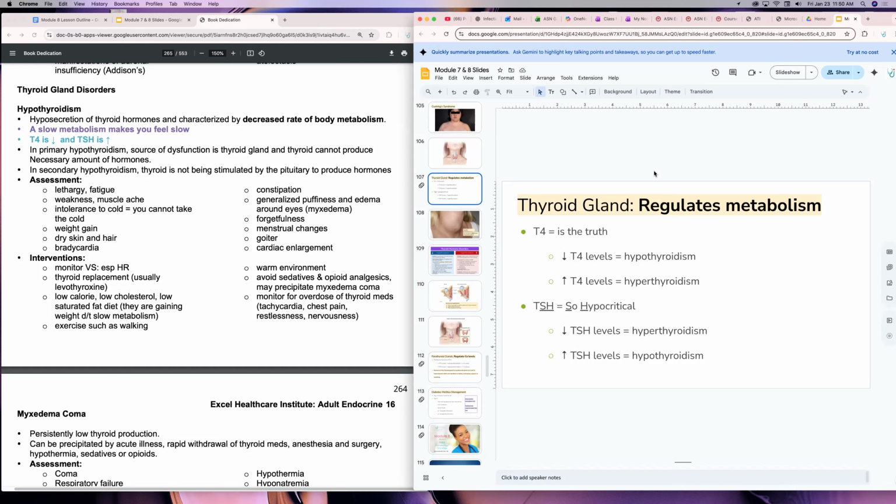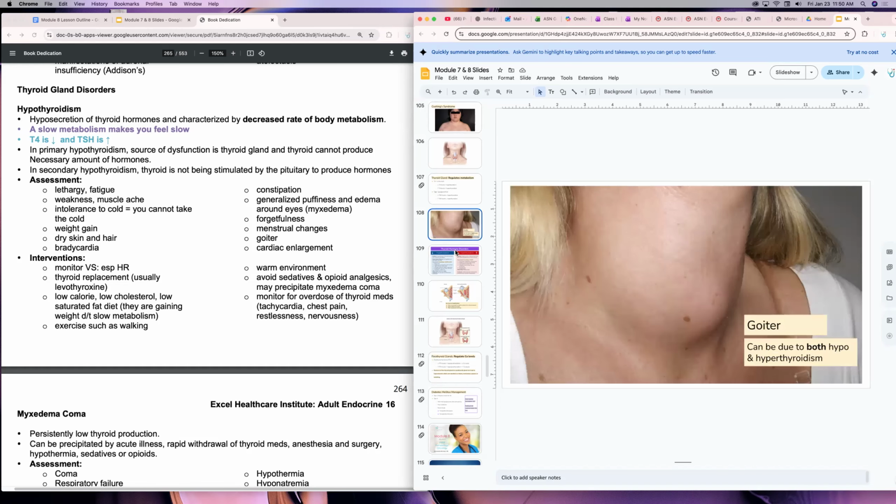So T4 is the truth. When it's low, hypo. When it's high, hyper. TSH is hypocritical. When it's low, it means hyperthyroidism. When it's high, hypothyroidism. All right. Another word I want you to know is goiter. Goiter is an enlarging of the thyroid gland, and it could be due to both hypo and hyperthyroidism.